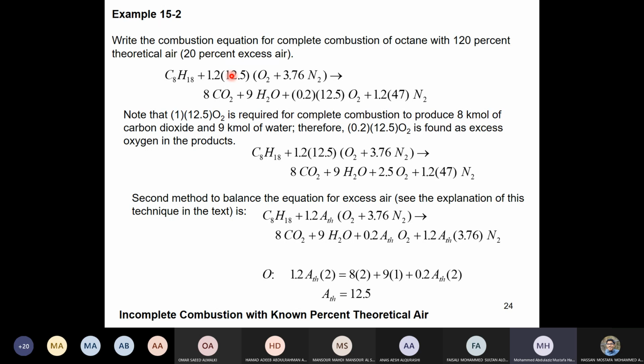I do not need only the theoretical air, it's telling me to add 20%. So I write 1.2 here. This will not change, this will not change. I need only 1 to give me those, but then I have 0.2 extra, so I add 0.2 multiplied by 12.5, and this will give me the amount of oxygen. Then for nitrogen, I multiply this by 3.76, and I get that.